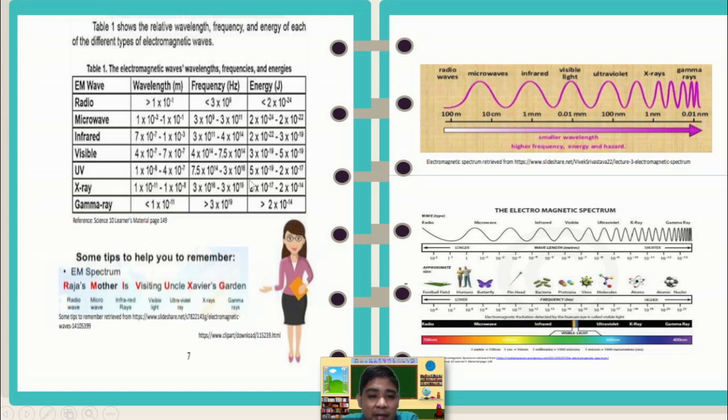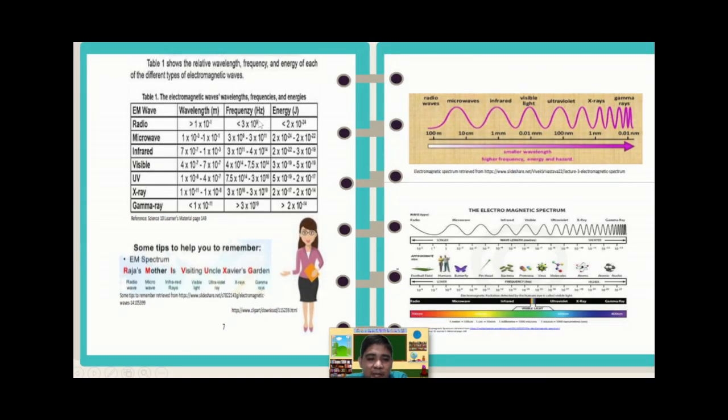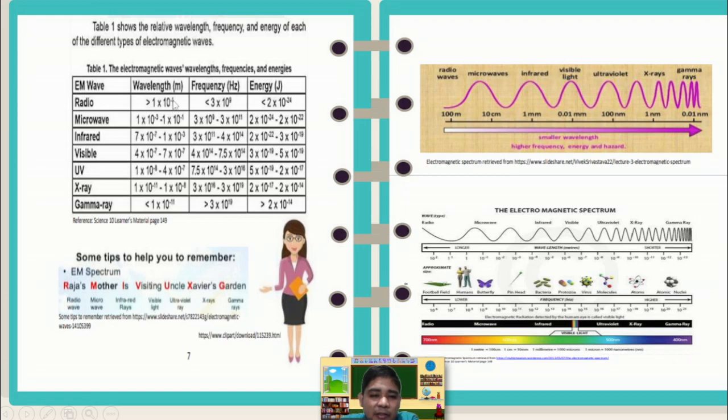So, the higher the frequency, the higher the energy. The lower the frequency, the lower the energy. As you can see, radio wave has the lowest frequency, meaning it has the lowest energy. And gamma ray has the highest frequency and it has the highest energy. And if we compare again to wavelength, if the wavelength is longer, the frequency and energy is lower. And if the wavelength is shorter, the frequency and energy is higher. So we can now see the interrelationship among the three: the wavelength, the frequency, and energy.